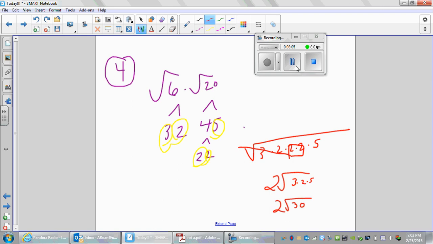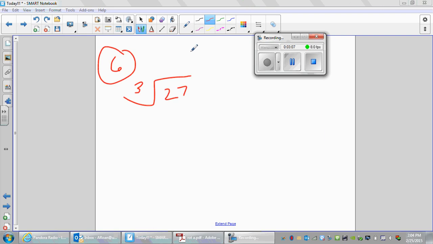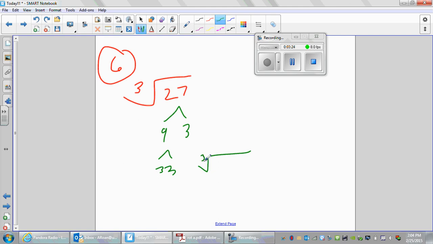Number 6. With a little 3 out here, that means cube root. So let's see how we can break this down. 27, that would be 9 times 3. And then 9 breaks down to 3 and 3. So we're left with the cube root of 3, 3, 3.